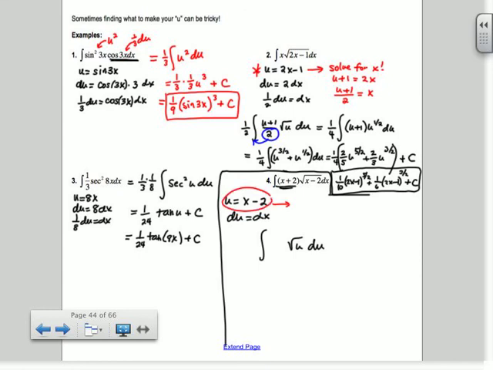If you guys think this is bad, you're not even in store for integration by parts, which is like next section. So you'll be fine. You can do this. All right, so that's your answer.